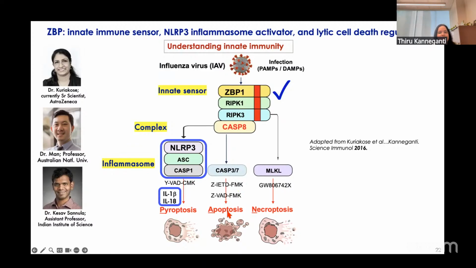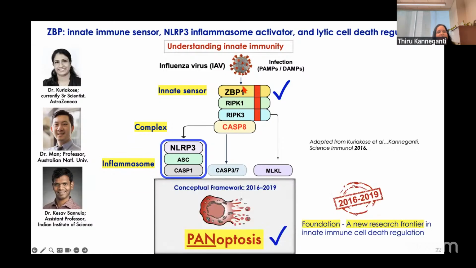It's not obviously apoptosis, because that is a non-lytic pathway. But the death pathway induced by ZBP1 is fully lytic, and we thought of putting together a conceptual framework for all that we had been seeing for a decade. Because the molecules involved in death are pyroptotic molecules, apoptotic molecules, and also RIPK3 and RIPK1, we began thinking about calling this pathway PANoptosis. But we were extremely careful, and it took us another 5 years to really define this pathway. But ZBP1 laid a foundation for a new research frontier in innate immune cell death regulation.